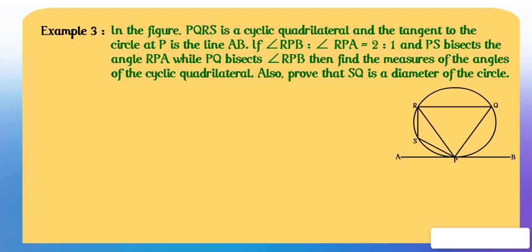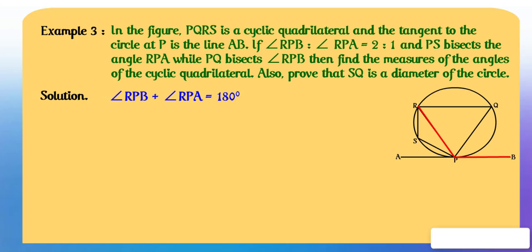Let's take the next example. In the figure, PQRS is a cyclic quadrilateral and the tangent to the circle at P is the line AB. If angle RPB to angle RPA is equal to 2:1 and PS bisects the angle RPA while PQ bisects angle RPB, then find the measures of the angles of the cyclic quadrilateral. Also prove that SQ is the diameter of the circle.